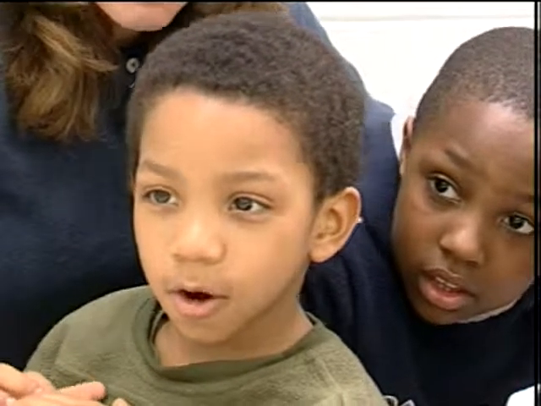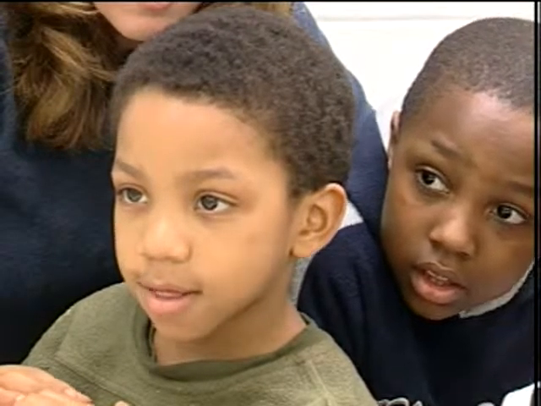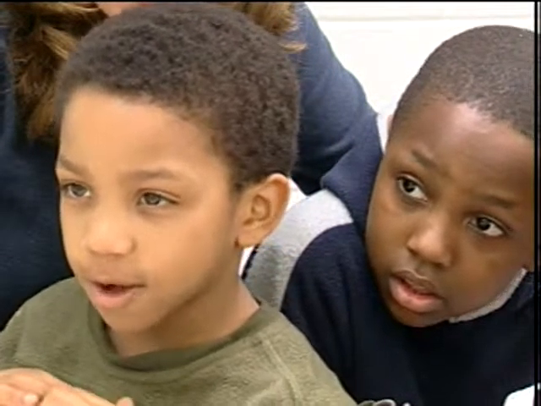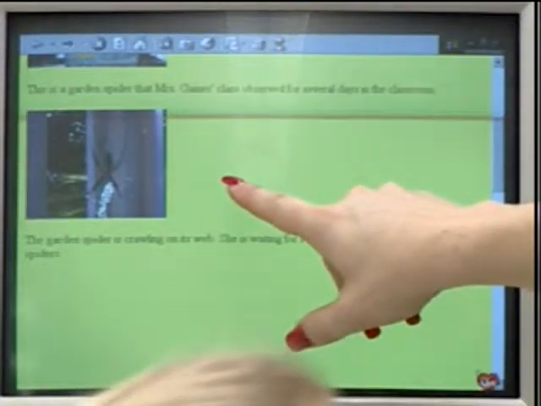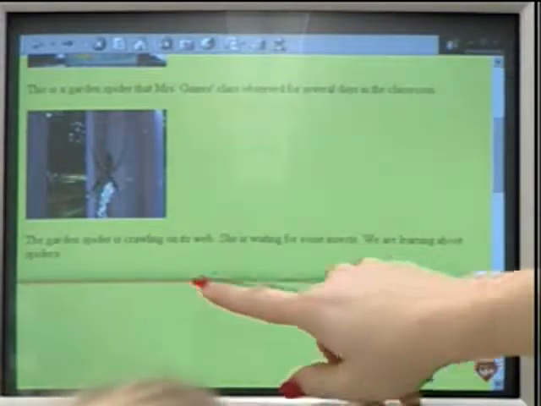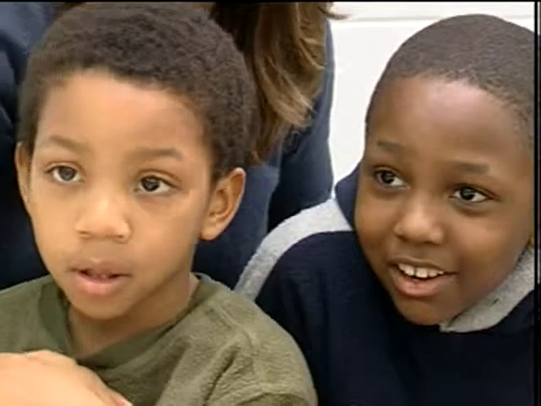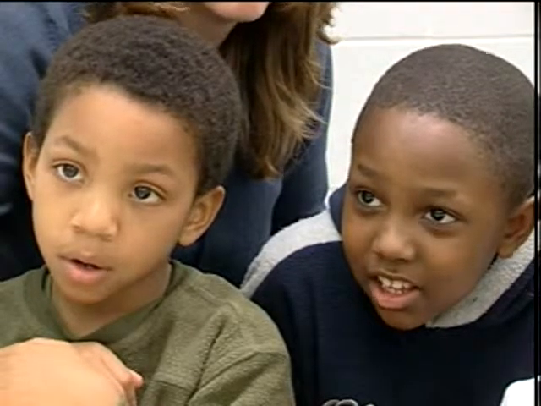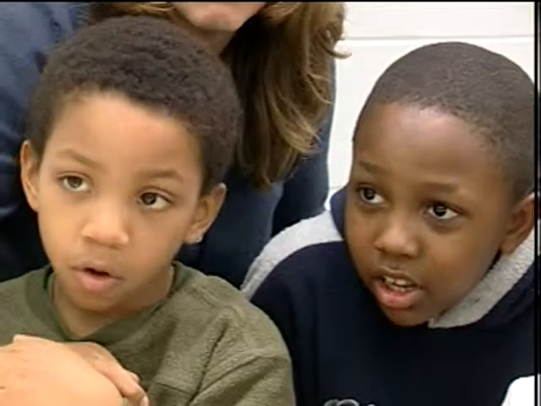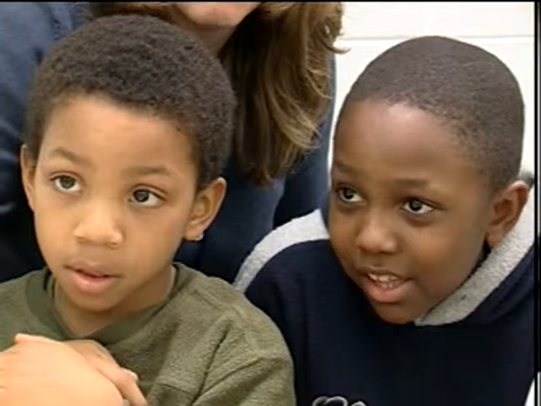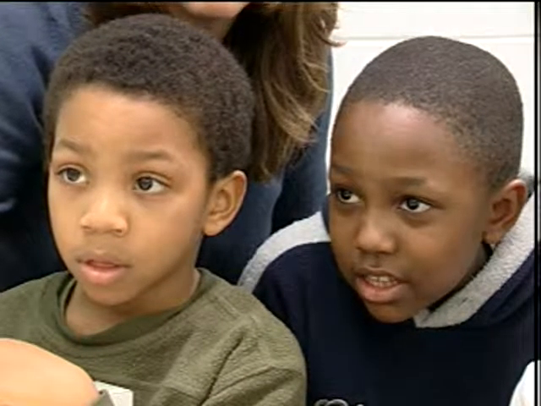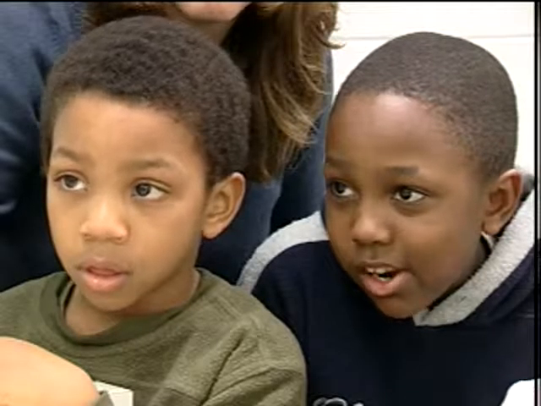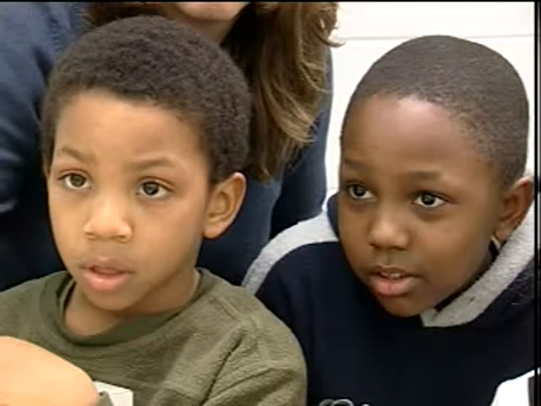Okay, Stephen, can you read that? This is a garden spider that Miss Gaines' class observed for several days in the classroom. Okay. Look at it. Isn't it pretty? But you know what? Missouri is not the only place that has those. We have those in Virginia, too. Okay, Ralph, can you read this one? The garden spider is crawling on its web. She is waiting for some insects. We are learning about spiders.